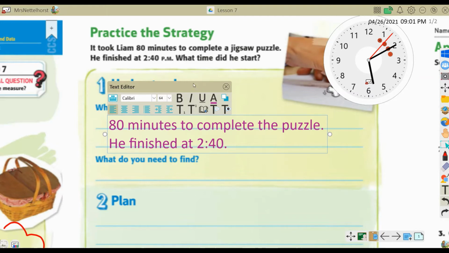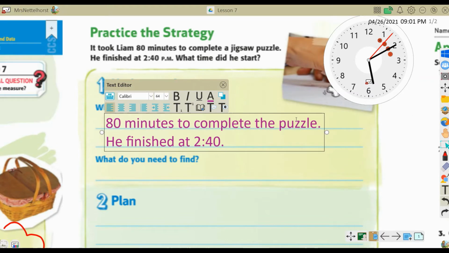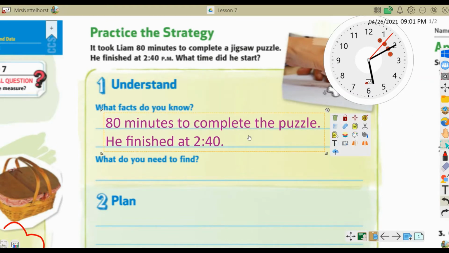Okay, what do we need to find? Well, what does our question ask us? The question asks us, what time did he start? So we're going to write that.